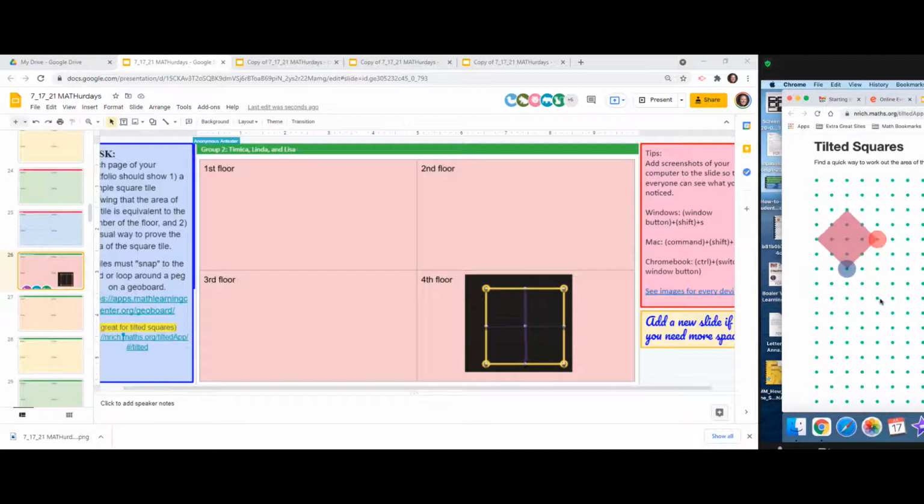Teresa, you're watching. On the geoboard, when you connect those, do you have to put a single rubber band for each line segment? You don't have to, but since you're already at the tilted squares section, I will say that the tilted square has many more advantages than the geoboard one.